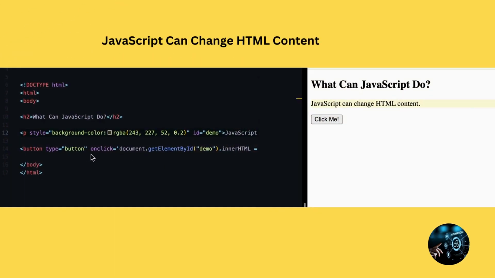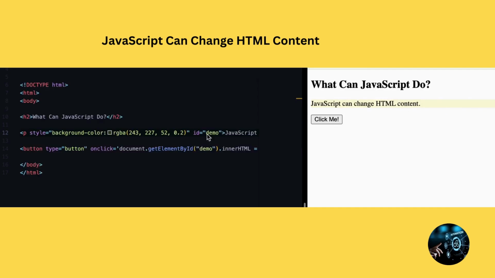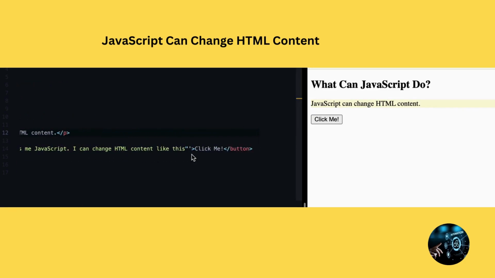The provided HTML code is a simple example of using JavaScript to dynamically change the content of an HTML element when a button is clicked. When the button is clicked, the JavaScript code within the event handler is executed. In this case, it uses innerHTML to change the content of an element.